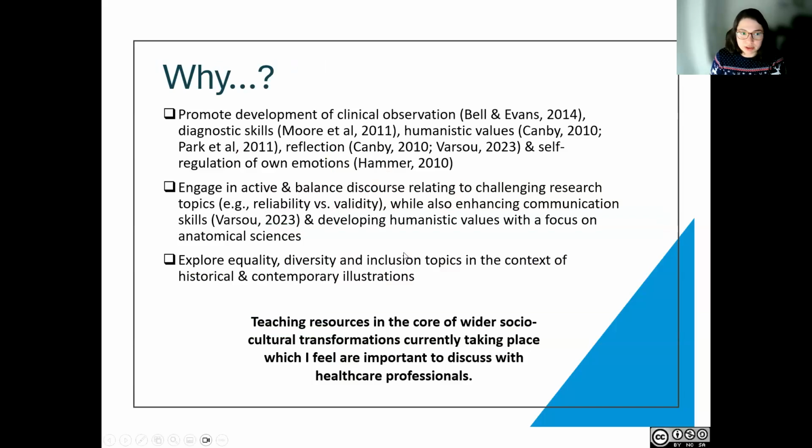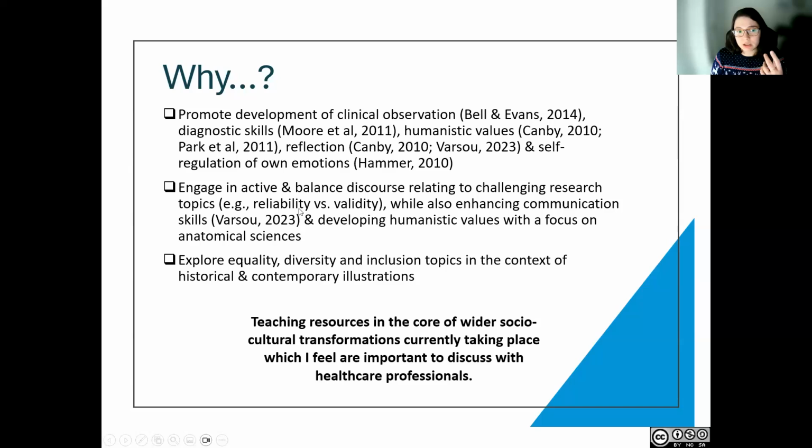So why is this important? It is important because research has actually shown that linking humanism, humanistic values, health humanities with basic science like anatomy, it can promote the development of clinical observation, diagnostic skills, humanistic values, reflection, and self-regulation of own emotions. So it can tackle a range of different technical and professional attributes as well.